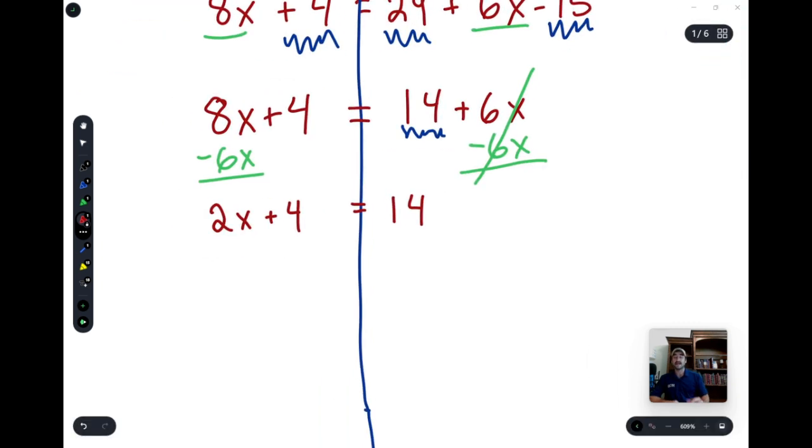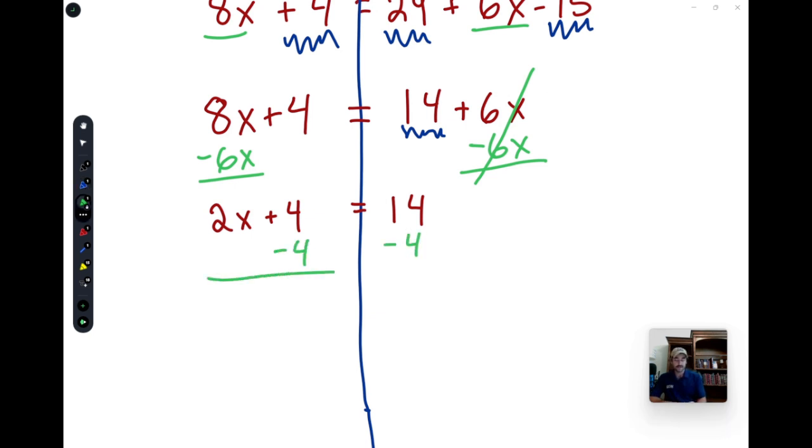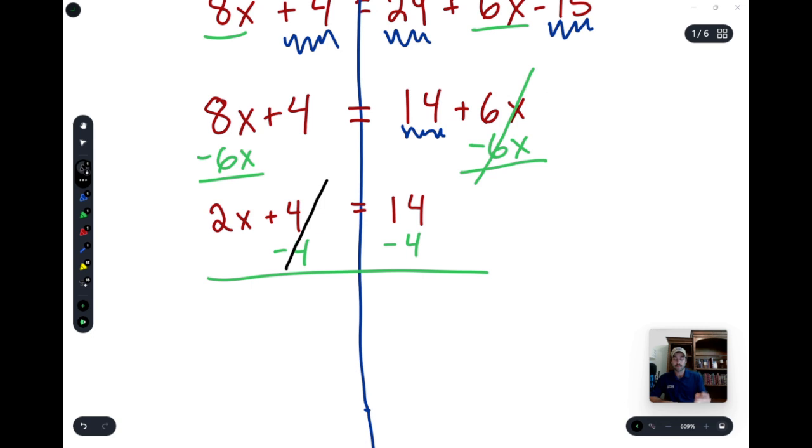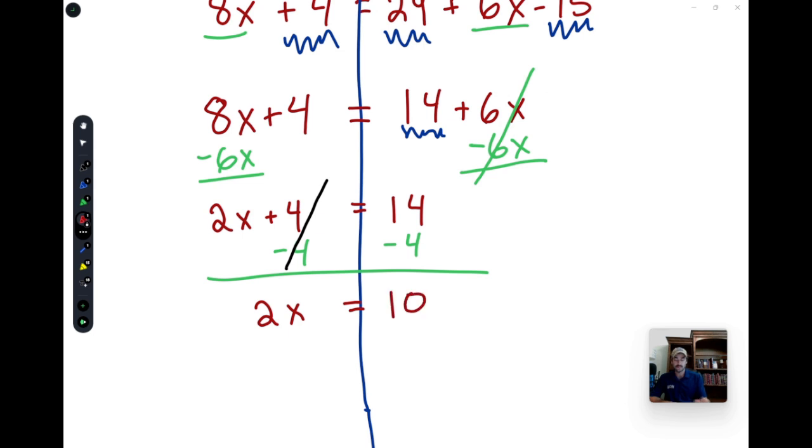And the next step is add or subtract constants to the other side. And so I'm going to get rid of this 4 by subtracting it on both sides. It's going to go away because 4 minus 4 is 0. And we are left with 2x equals 10. And last but not least is get that constant out of there. So we're going to do one more: divide by 2. What you do to one side, you have to do the other side.